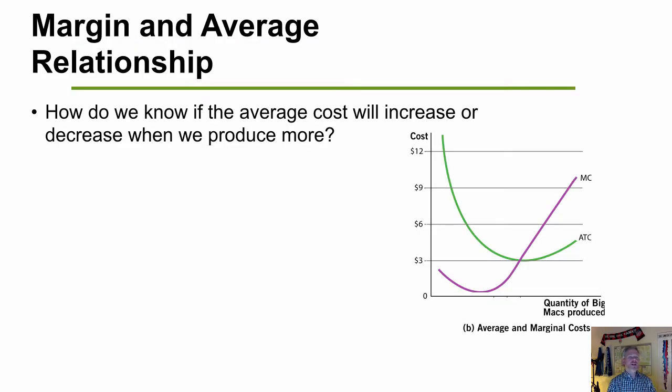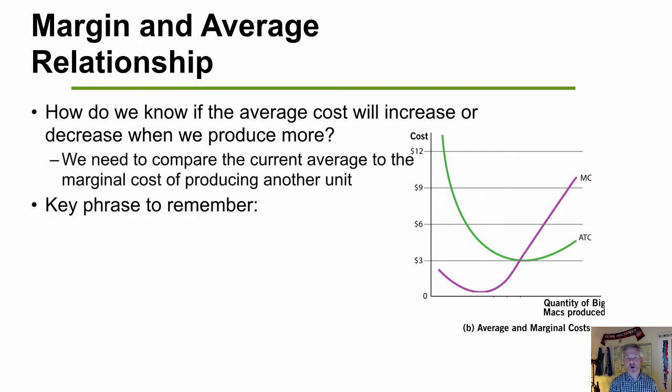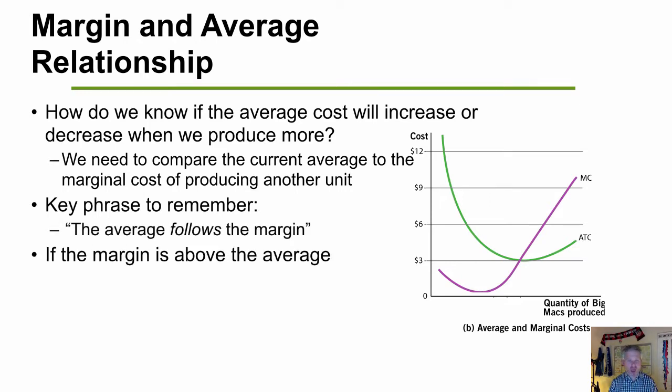All right. So what is the relationship between marginal and average? How do we know if the average cost will increase or decrease when we produce more? We compare the current average cost to the marginal cost of producing. A key phrase to remember is that the average is always chasing the marginal. Or, average follows the margin.